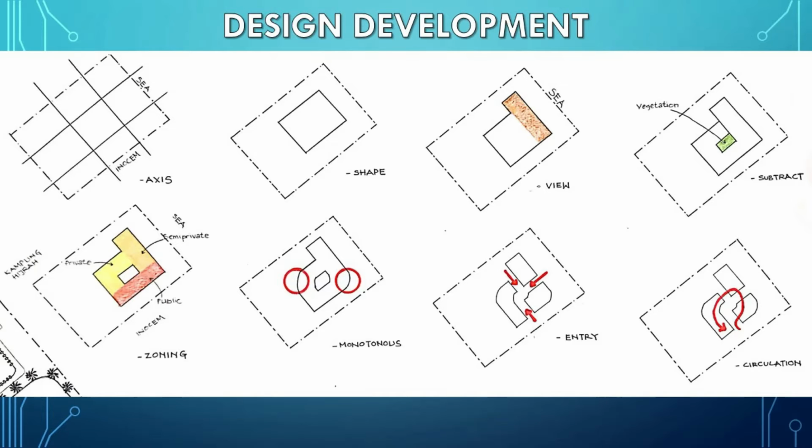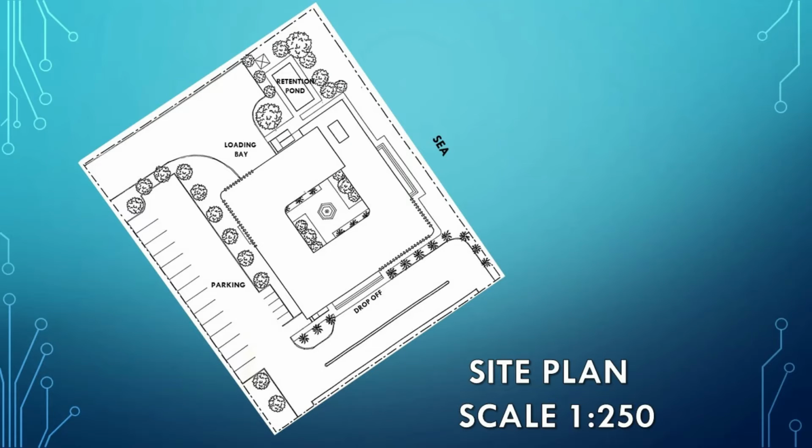Then, I identified the entries. There are three entries, which come from the southeast, northeast and southwest. Lastly, I chose linear circulation for this rehabilitation centre. From the concept, I implemented it into the site plan. From the site plan, it can be seen that the building is facing the sea to maximize the view of the sea. Beside the building is a retention point for coral reuse.